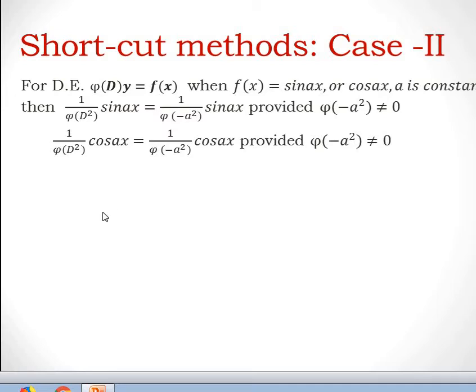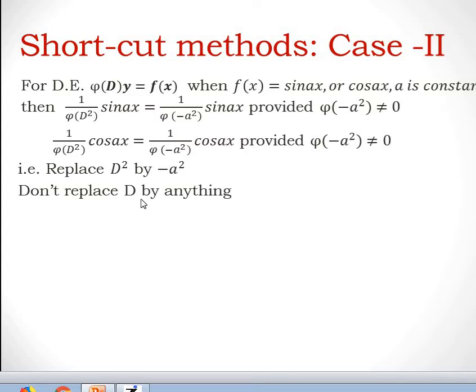Here we have to only remember that we have to replace D square by minus a square, not minus a bracket square. That is not the right one. Take the square of a and then give the negative sign. So minus of a square, not minus a bracket square. That is minus a square.